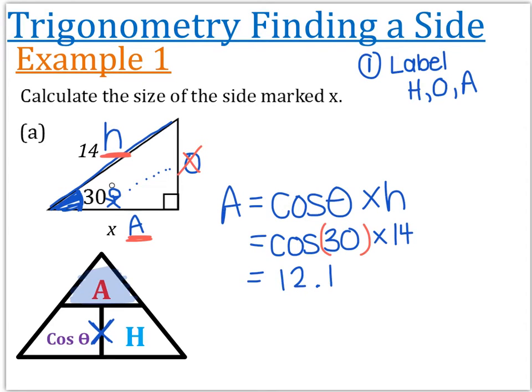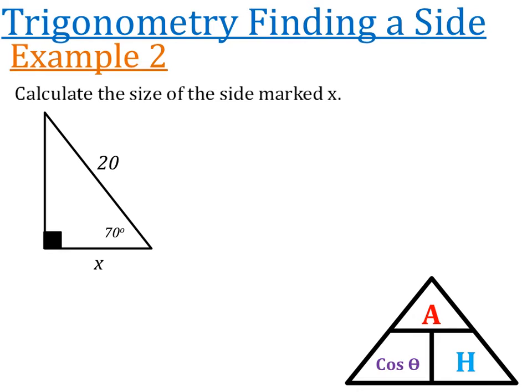Let's try another one. All right, again, same idea: calculate the size of the side marked by X. So step one is to label the triangle with the letters H for hypotenuse, O for opposite, and A for adjacent. So 20 on this triangle looks like the hypotenuse to me. This angle here is the angle that we're interested in, so that must mean I'm standing right here, and then I go and walk directly across.